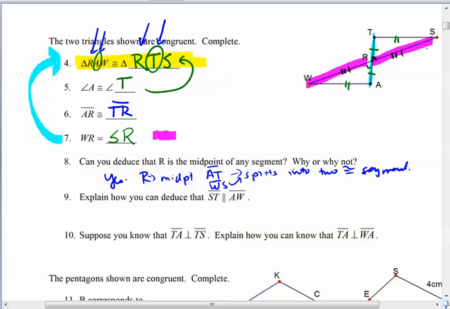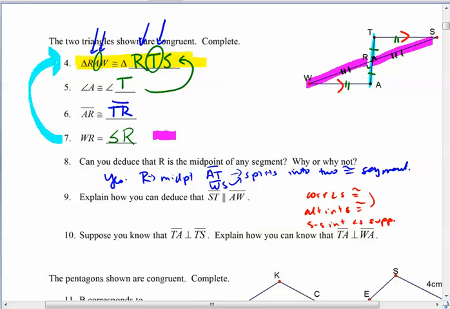Explain how you can deduce that ST is parallel to AW. I'll mark that for you guys. We've got a whole list of ways to prove that lines are parallel from our previous chapter, and those ideas were about corresponding angles being congruent or alternate interior angles being congruent, and also same side interior angles being supplementary. I don't see anything supplementary necessarily, so it's probably one of these two.